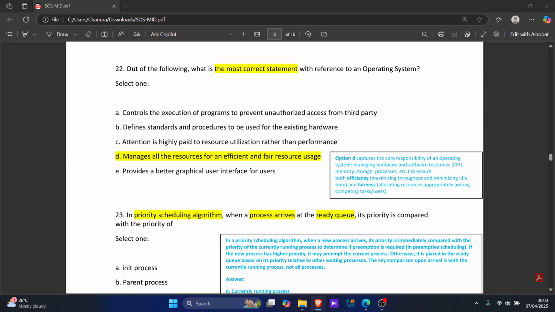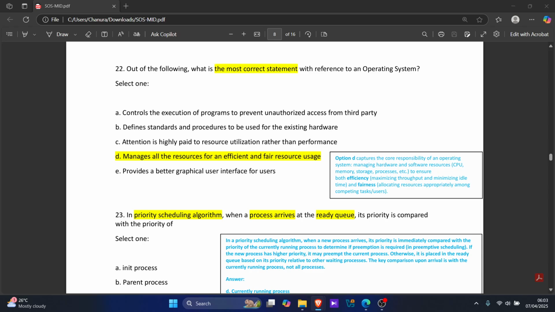Maybe not the best choice. C. Attention is highly paid to resource utilization rather than performance. That doesn't sound right. The OS aims for both efficient resource utilization and good performance. Saying it's more about utilization than performance might be incorrect. They go hand in hand.